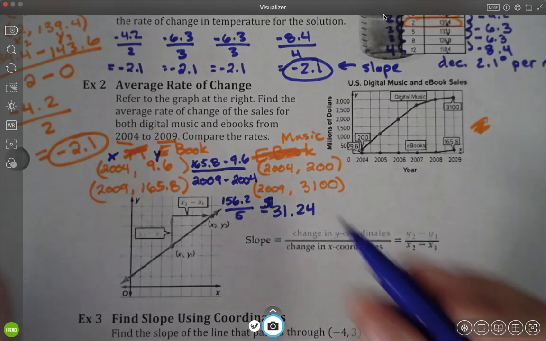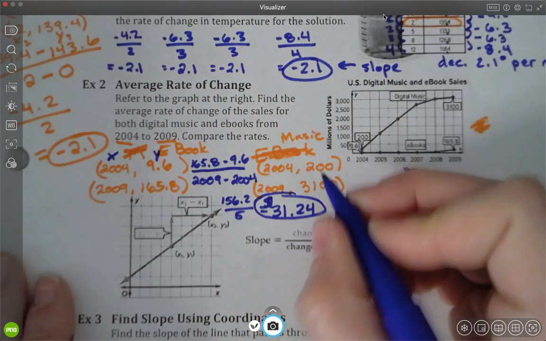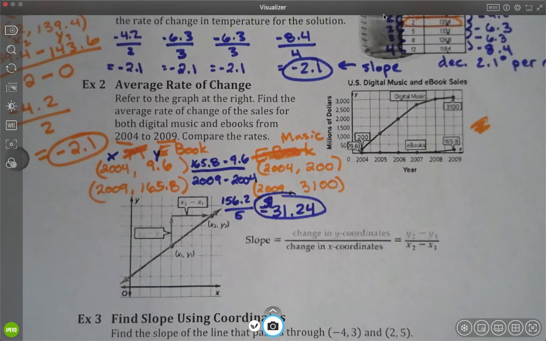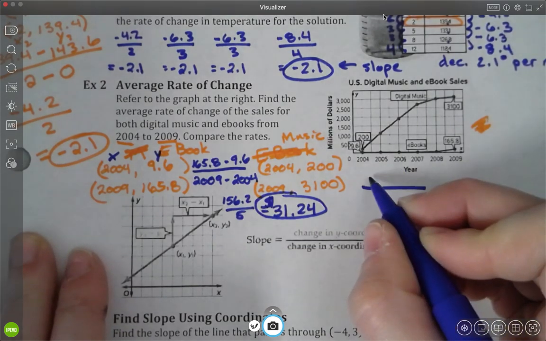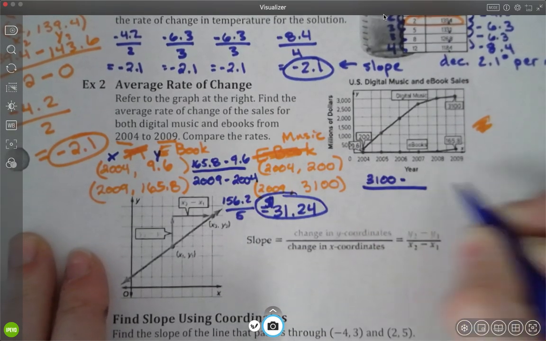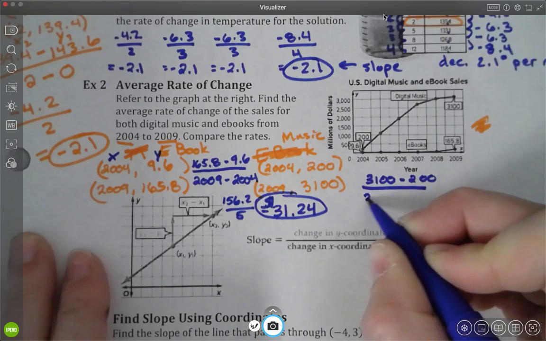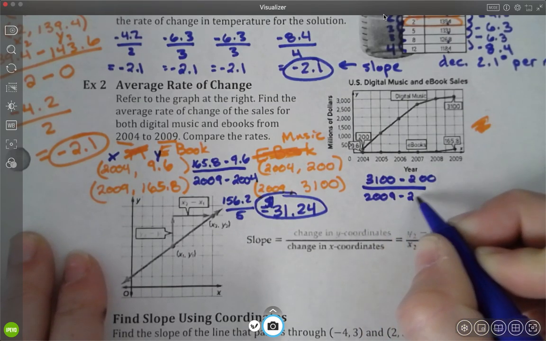Now, music is going to be bigger or smaller than that? Is music increasing at a faster rate than ebooks? Yes, so that number should be bigger. So we're going to subtract. What's my first number? 3,100 minus 200 over 2009 minus 2004.